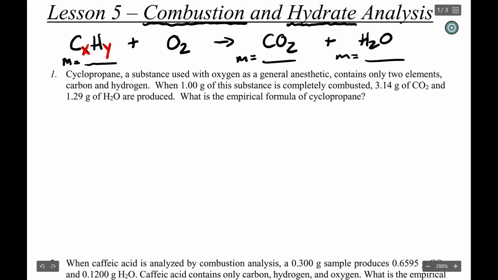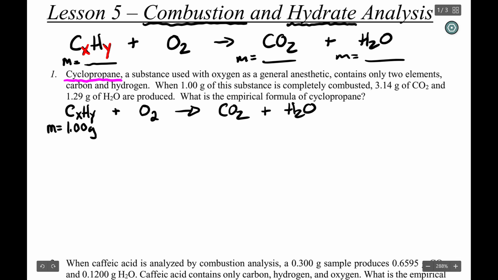So the first question here says, cyclopropane is a substance used with oxygen as a general anesthetic. It contains only two elements, carbon and hydrogen. So I'm going to write this down. Carbon and hydrogen are in cyclopropane. And it says when 1 gram of this substance is completely combusted, so I'm going to say the mass here is 1.00 grams. And if we're combusting it, we're reacting it with oxygen. And it's producing, of course, carbon dioxide and water.